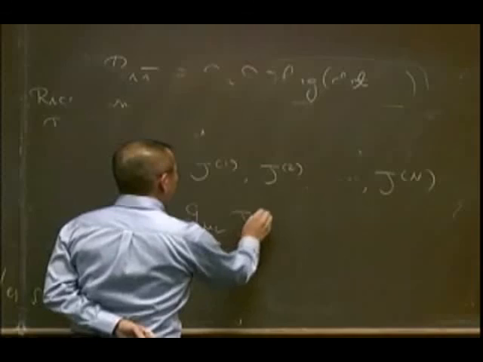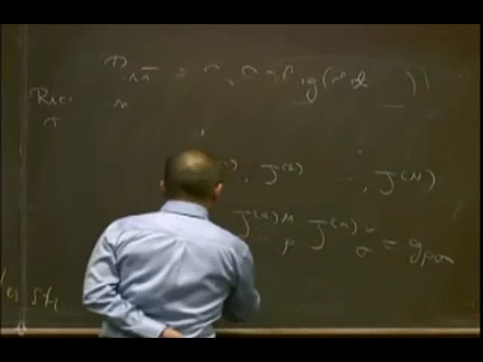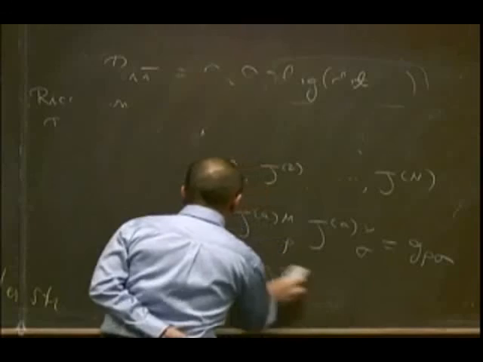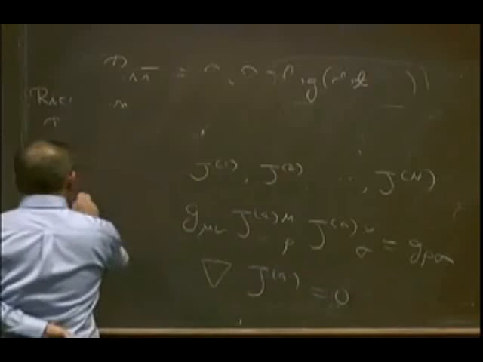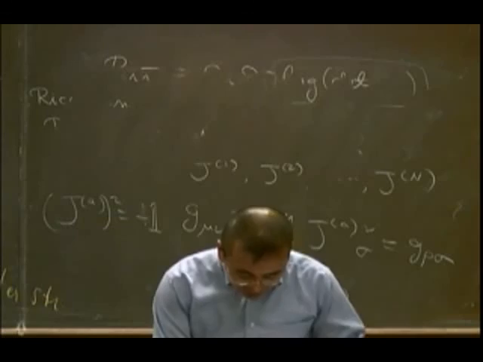So is it possible to have n J's all satisfying this relation, g_{mu nu} J^a_{mu rho} J^a_{nu sigma} equals g_{rho sigma}, and then J^a squared is equal to minus 1, and moreover, the covariant derivative of J^a is equal to 0? So can one have more than one complex structure that are compatible with a metric?